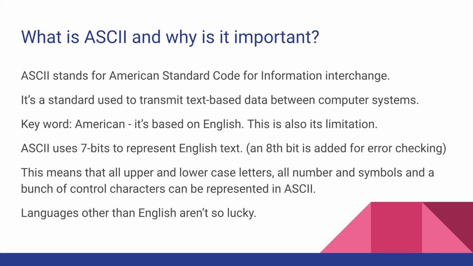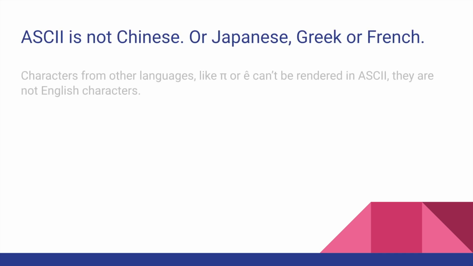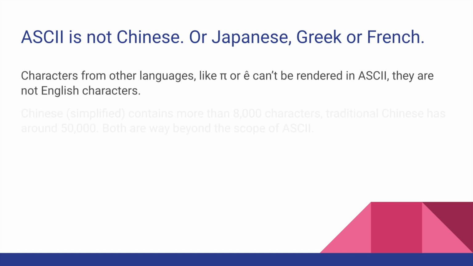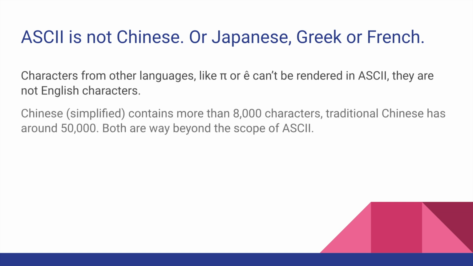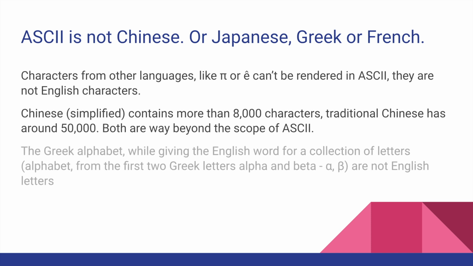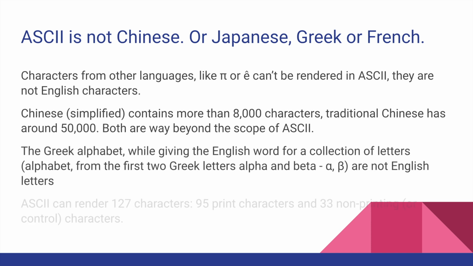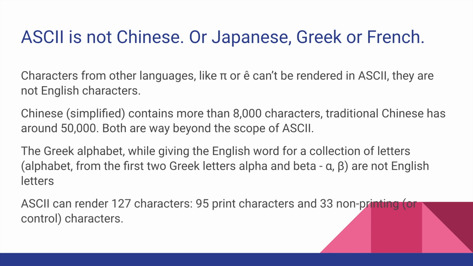Now, this means that all uppercase letters, lowercase letters, all numbers, all symbols on a standard keyboard can be represented in 7-bit ASCII. Languages other than English are nowhere near as lucky. Now, ASCII is not Chinese or Japanese. It can't represent pi or E with the circumflex across the top of it because they're not English characters. Simplified Chinese contains 8,000 characters. Traditional Chinese has about 50,000 apparently. Both go way beyond the scope of ASCII.